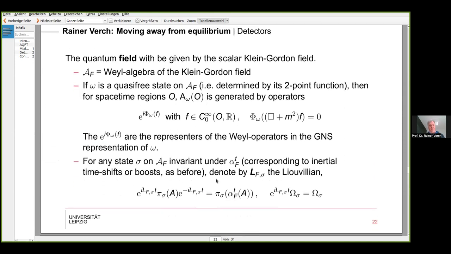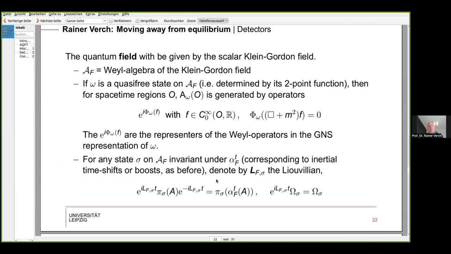Okay, this is the detector. Then we have a quantum field, and the most convenient quantum field in this context, and the simplest one, is the scalar Klein-Gordon field. And there is the standard C-star algebra for the Klein-Gordon field. It's the Weyl algebra of the Klein-Gordon field. Now I assume some familiarity on your side with the quantized Klein-Gordon field. And I will not go through all the details of the definition of the Weyl algebra of the Klein-Gordon field. This is very standard, and there are many excellent literature resources which explain this.